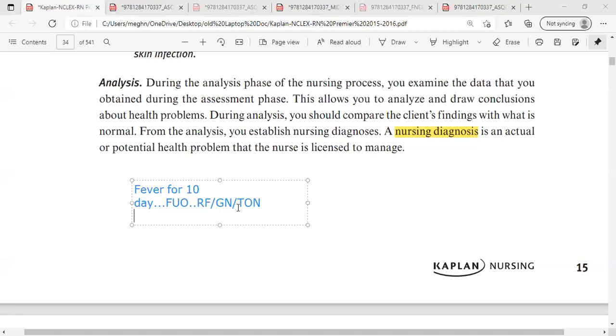Then I call the physician. The physician comes, checks, and orders some lab tests. So based on the lab results and the physical exam, the doctor can determine that the patient has rheumatic fever or another underlying cause. This is called the doctor's diagnosis. So this is the basic difference between nursing diagnosis and doctor's diagnosis.